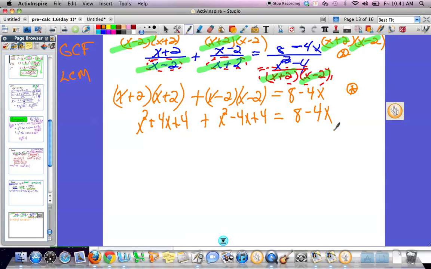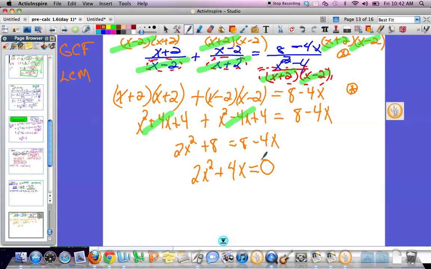Now we look for like terms. Like terms on the left gives me 2x squared plus 8 because these two are opposites, so they add to 0. On the right side, I still have 8 minus 4x. I'm going to move the 4x to the other side, and I'll have 2x squared plus 4x. And if I move this 8 to the other side, I'm going to get 0. They're going to add to 0.